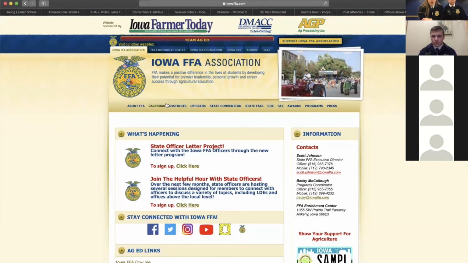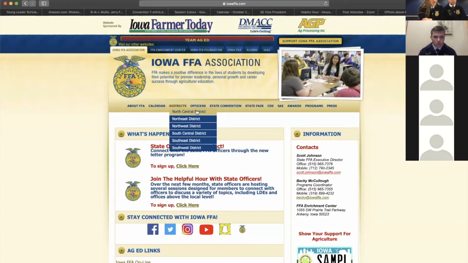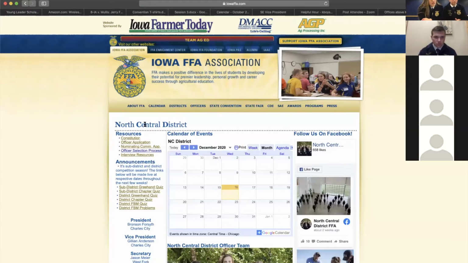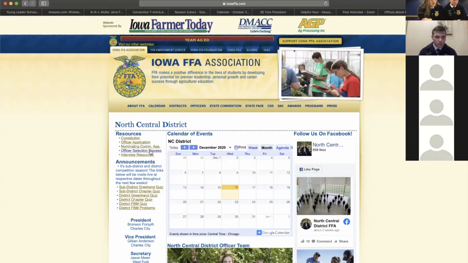So for district office, if you go under district, and then whichever district you're in. I'm just gonna go to the top, the North Central. There's all the information right on the side. So you have your constitution, your officer application, which the new one is not out yet, but that'll be coming in the next week or two. Nominating committee applications, and then it goes over the officer selection process, which we'll go over later too. And then there's all the resources right there.